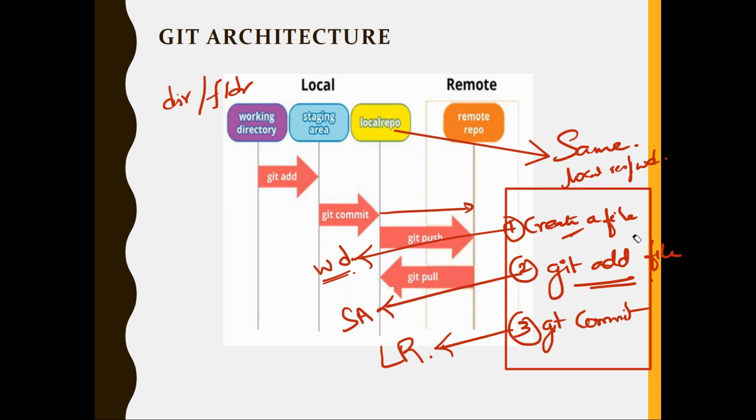Yes, ma'am. Understood this, everyone? So now it would be really interesting to see practically how the same folder works as working directory, staging area and local. So let's get started with the lab. Can I go for the lab or any questions? Should I repeat? SA means staging area, LR means local repository, and WD means working directory.